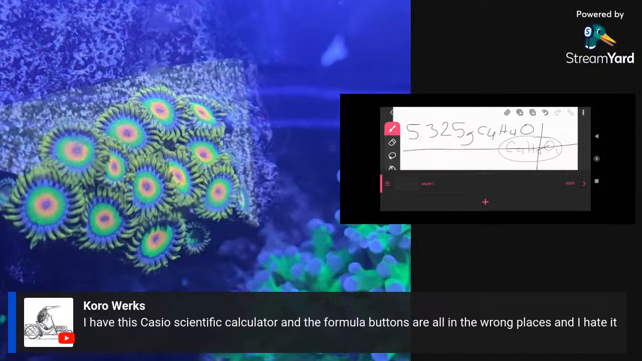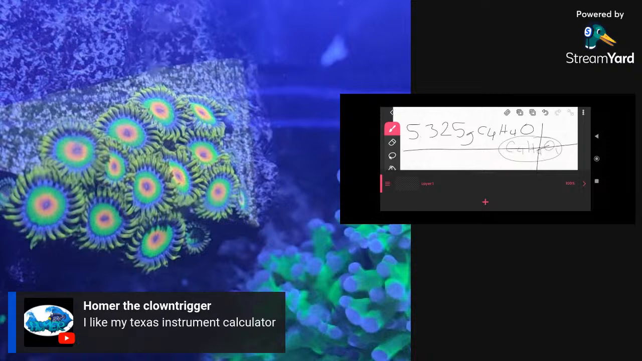I have the Casio scientific calculator and the formula buttons are all in the wrong places, and I hate it. Oh, you hate it. Oh, I gotcha. I like my Texas Instruments calculator. Oh yeah, that's right. Like I said, I think the Texas Instruments one I like is a TI-32, something like that. We'll look it up right now.